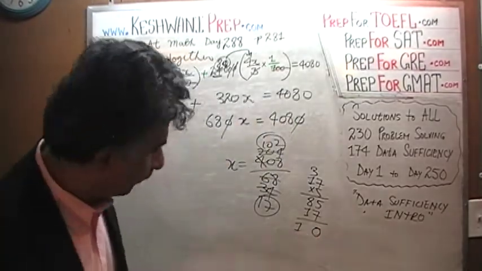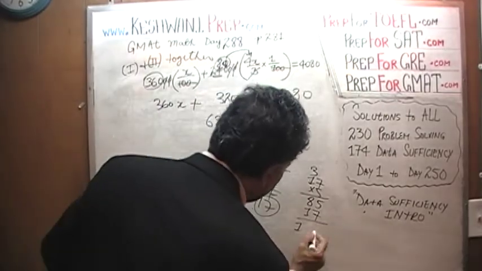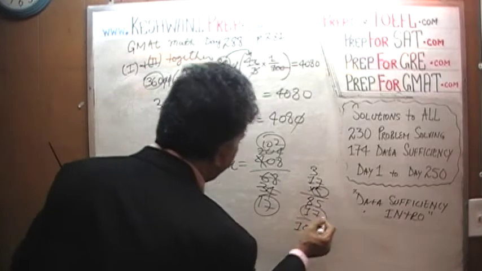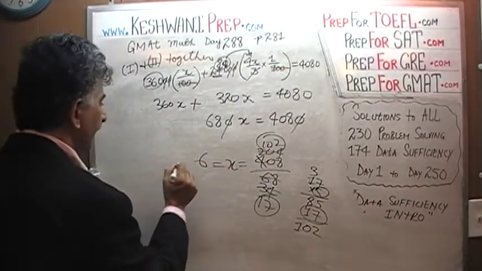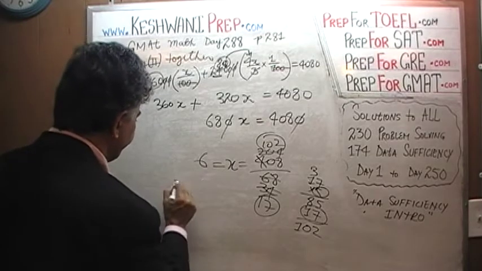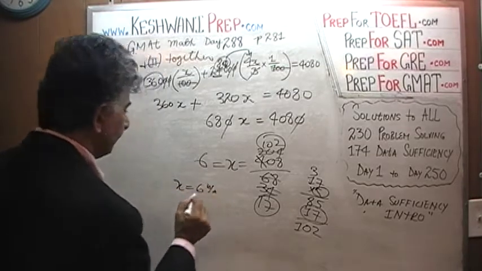That's the 2, and we get 102. There you go. So this is 5 times, and this is 6 times. So x equals 6. There you go. X equals 6%. That's all it is.